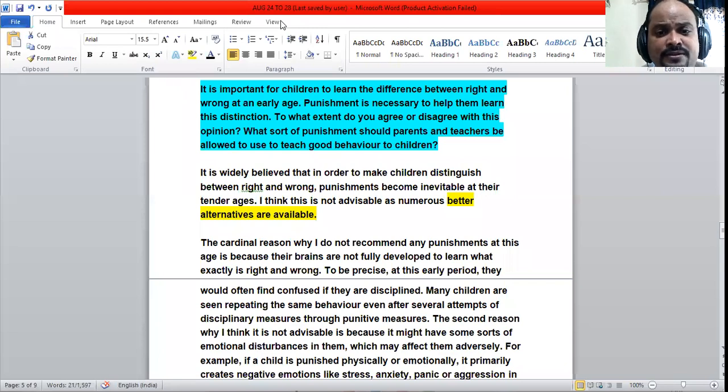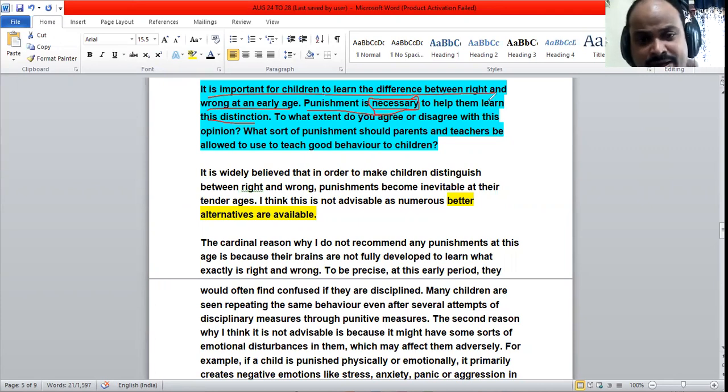So we have statements like this. It is important for children to learn the difference between right and wrong at an early age. So in order to teach children the difference between right and wrong at an early age, it is suggested that punishment is necessary. It means punishments are inevitable to make children understand the difference between what is good and what is bad. This is what the opinion is. Do you agree or disagree? This is the first question.